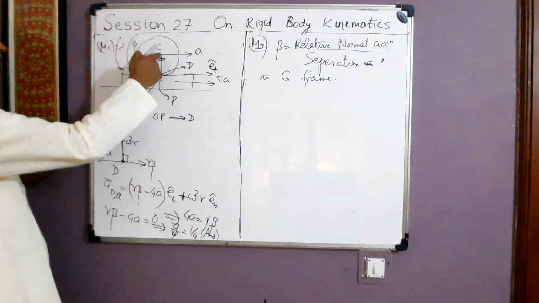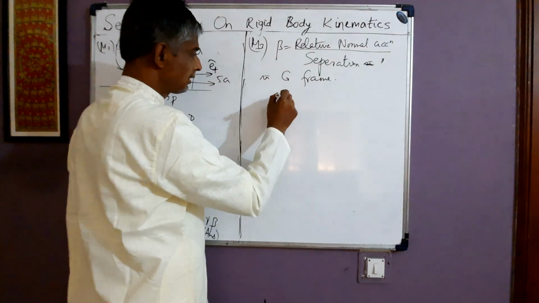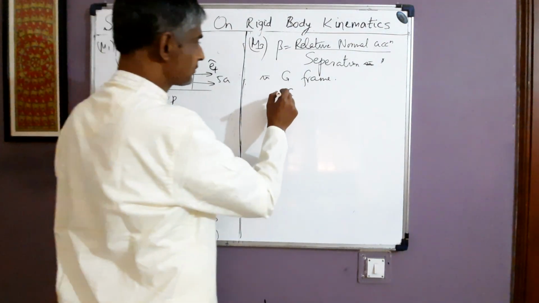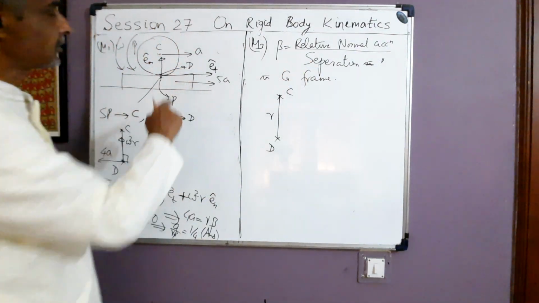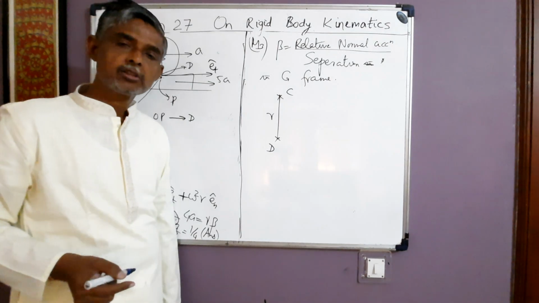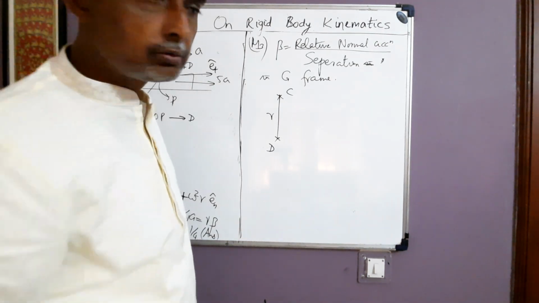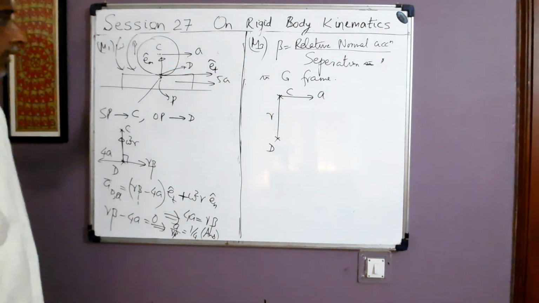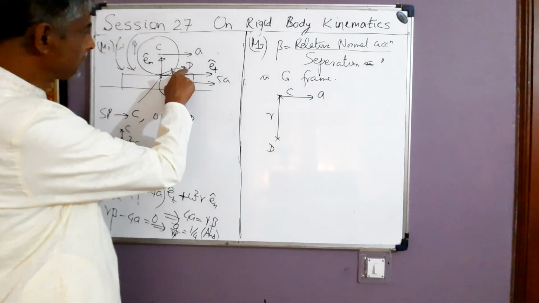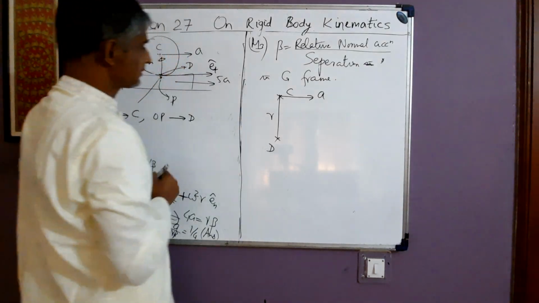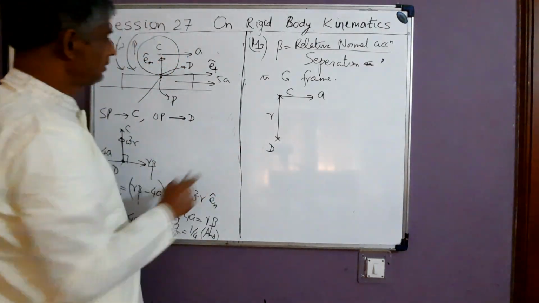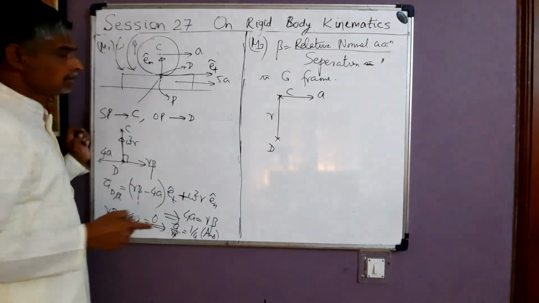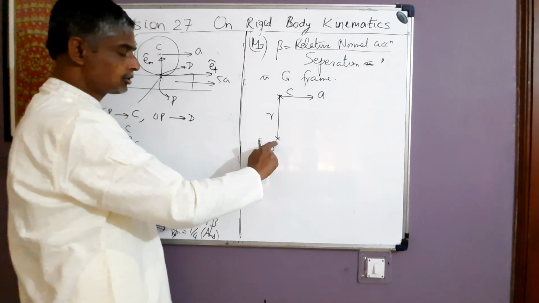So first I draw the line joining C and D. C and D radius is R. Now in the ground frame we are doing this, so all the accelerations, angular velocities and angular accelerations have to be taken with respect to ground. So acceleration of C with respect to ground is a. Now from method 1, I found the acceleration of D in the ground frame. We have to know the acceleration of D in ground frame.